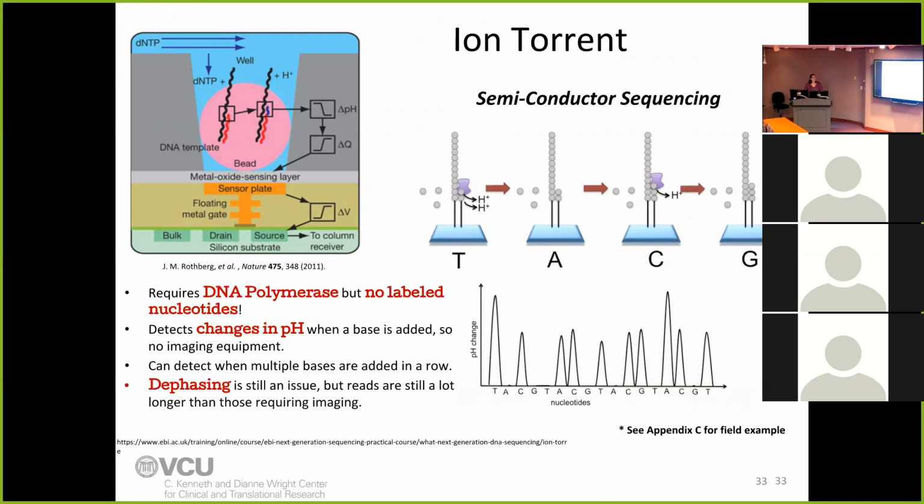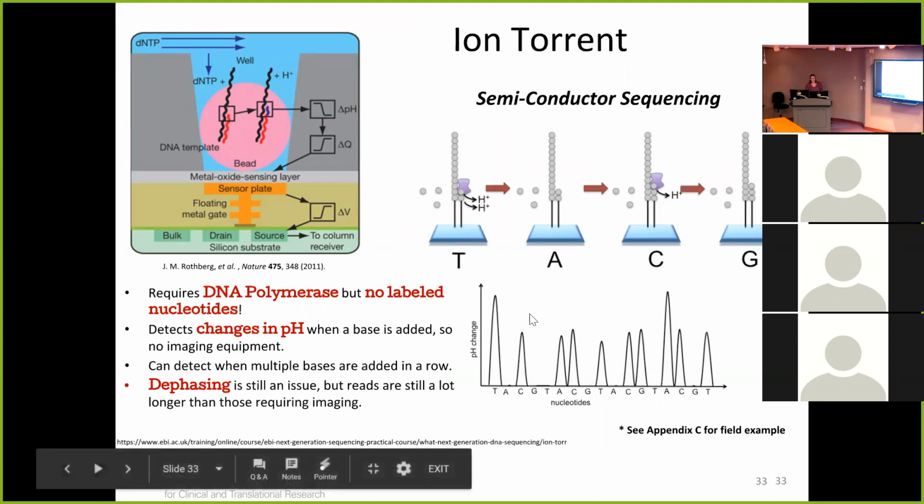The last technology I wanted to cover was the Ion Torrent. And Ion Torrent requires DNA polymerase, so it is sequencing by synthesis. However, there's no labeled nucleotides. You don't have to label your nucleotides and process those. What it does is it detects the change in pH when a base is added. So you'll run, for example, all thymines over your chip. And if it detects a pH change for that spot or that probe, then it'll register that, oh, a thymine was added here, the pH changed.